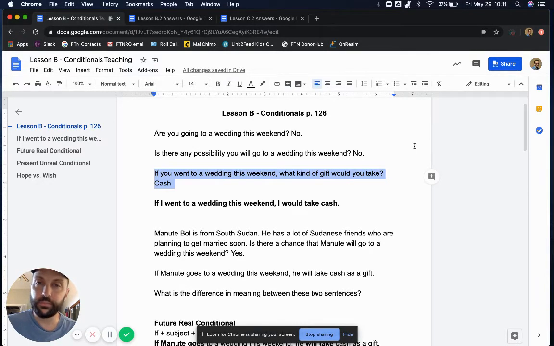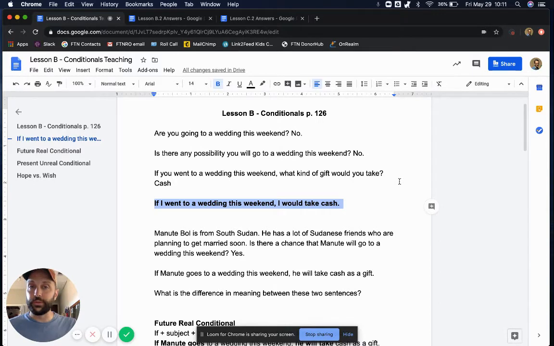So if I wanted to write that as a conditional statement, if I wanted to use if, this is how I would say it here. If I went to a wedding this weekend, I would take cash. Okay, you see that? Now notice the verbs in the sentence. If I went, what tense is went? That's right. It's past tense.